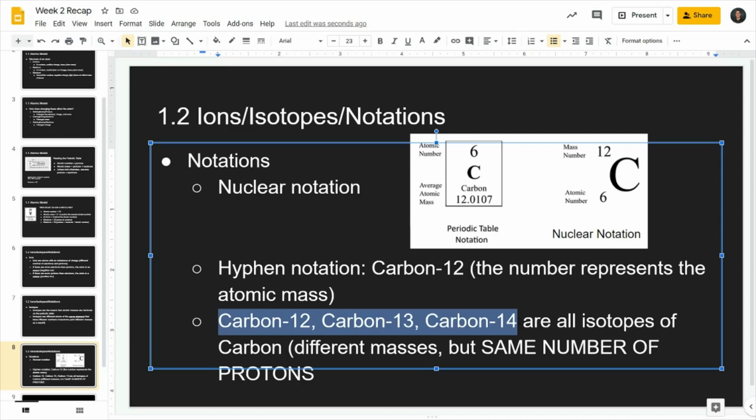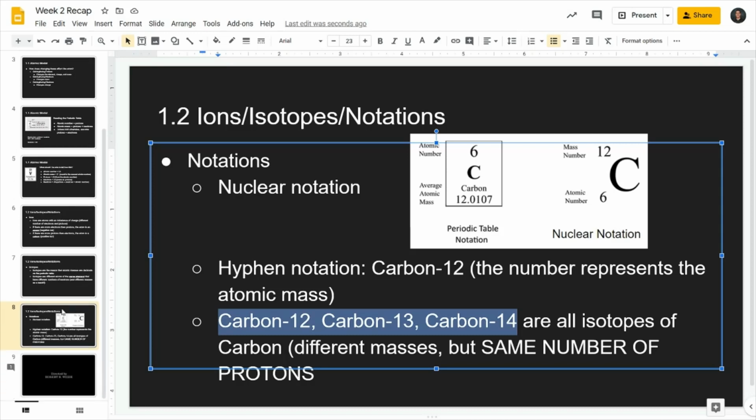The key here is you can differ the number of neutrons, but as soon as you change the number of protons, if I change the number of protons of carbon from 6 to 7, all of a sudden that carbon isn't carbon anymore. That carbon turns into nitrogen because nitrogen has an atomic number of 7. So we can change neutrons, we can change the atomic mass, we cannot change our atomic number because that changes the element.